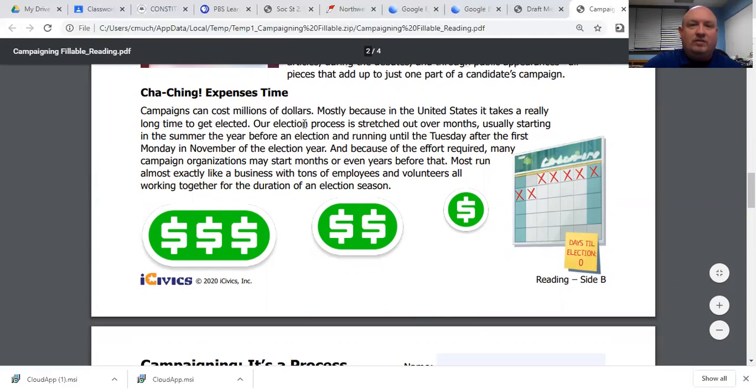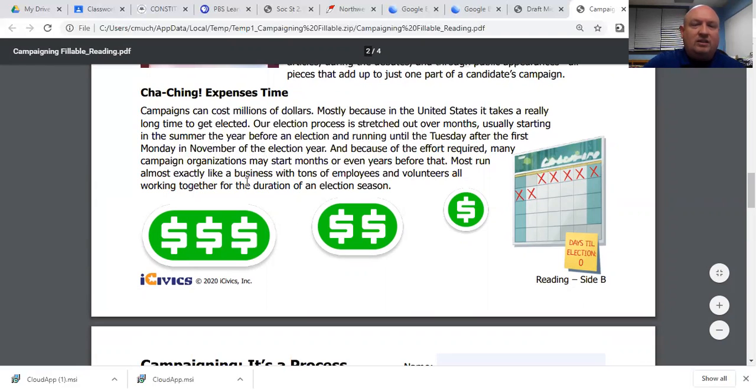Campaigns can cost millions of dollars. And today, presidential campaigns, we're looking at hundreds of millions of dollars. Mostly because the United States takes a really long time to get elected. Our election process is stretched out over months, usually starting in the summer the year before an election and running till the Tuesday after the first Monday in November of the election year. And because of the effort required, many campaign organizations may start months or even years before that.